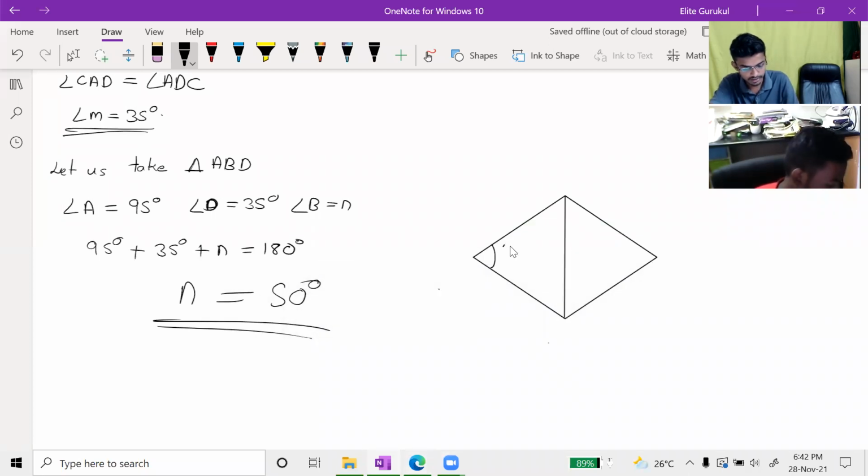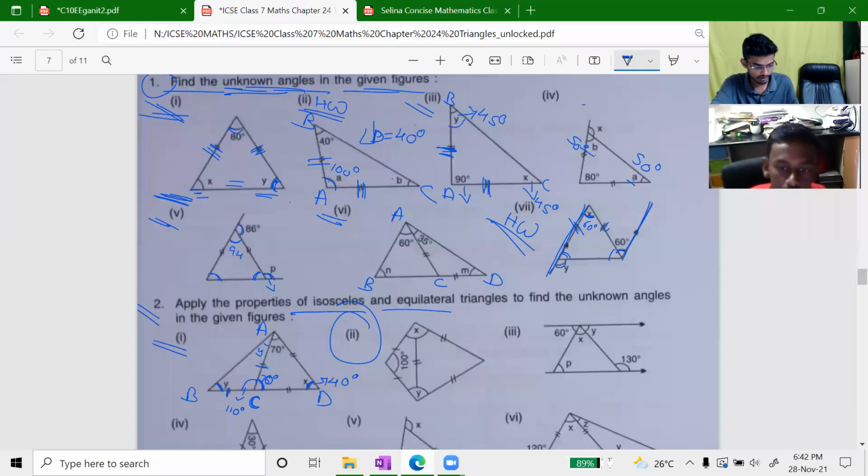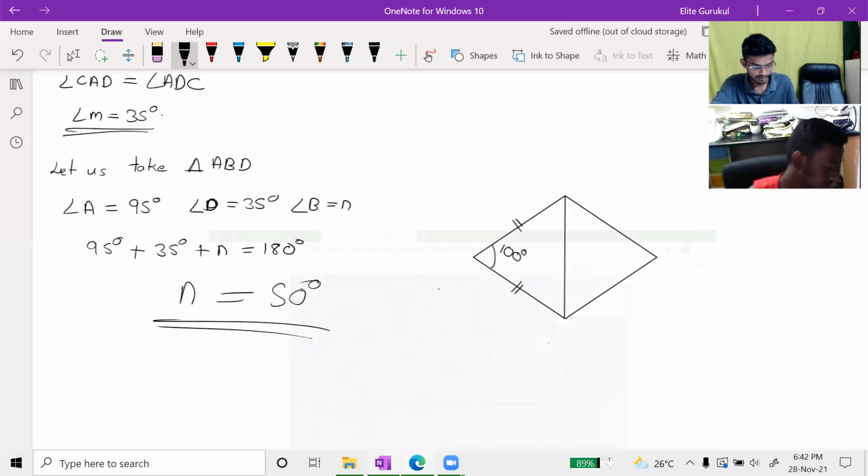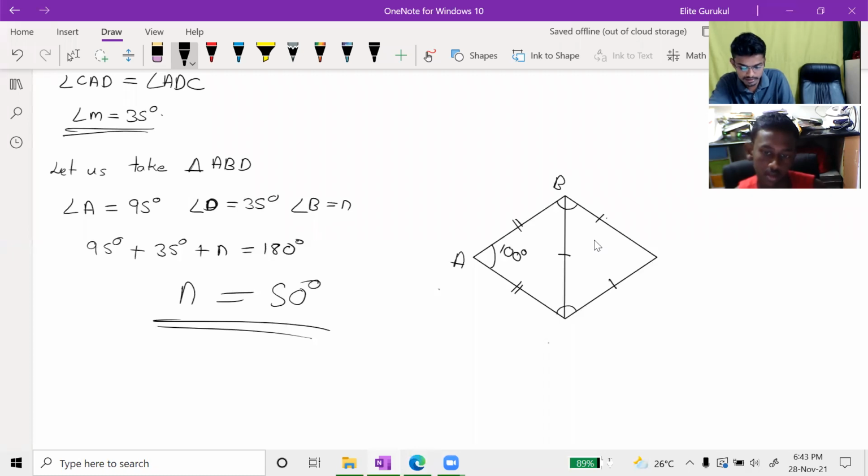They have given this is 100 degrees, right? And they have said this is an equilateral triangle. Oh, sorry, this is an isosceles triangle. And this is an equilateral triangle. And what they have asked us to do is find this complete angle. So what will be the measurement of this diagram? Name it A, B, C, and D.